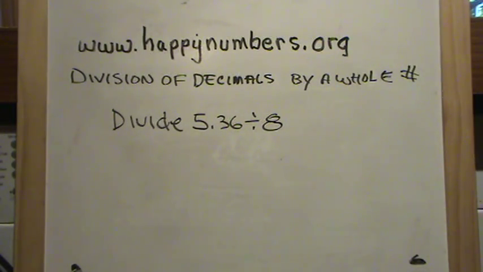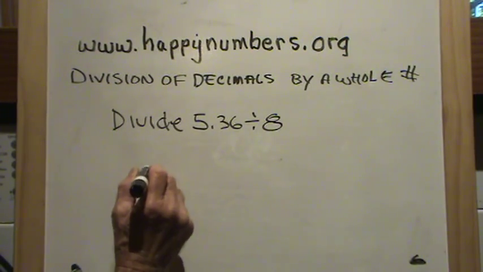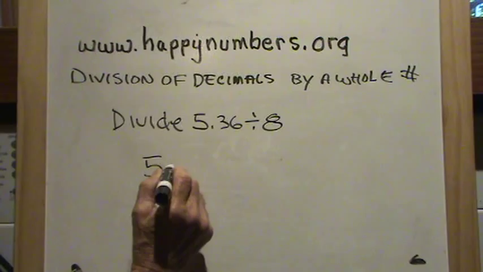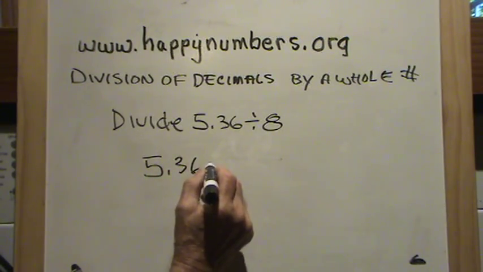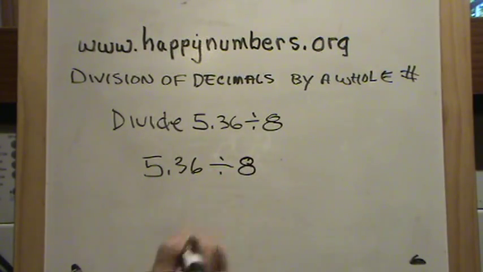Today's 10-minute lesson is going to be on division of decimals by a whole number. So we're going to be dividing decimals by a whole number. Before we do that, let's just take a look at this: 5 3600ths divided by 8.